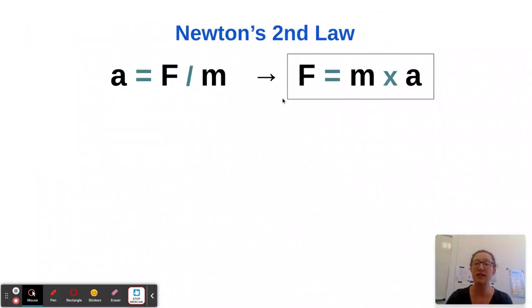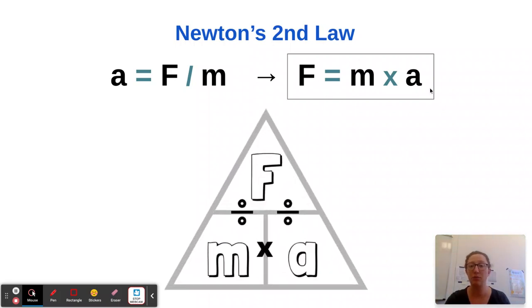So Newton's second law is typically written like this. The force is equal to mass times acceleration. And you found acceleration equals force divided by mass. It's just a rearrangement of that. One of the things that I find really helpful, it's kind of what I consider a hack, is to draw out any proportional relationship in this triangle.